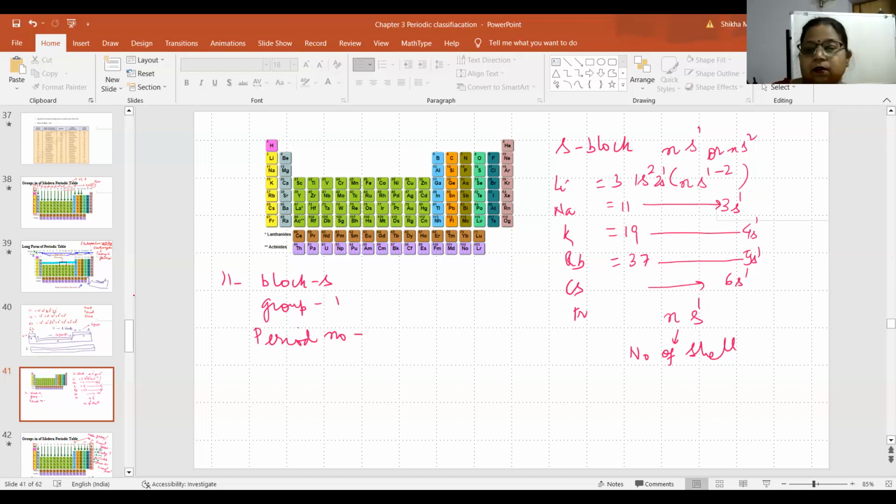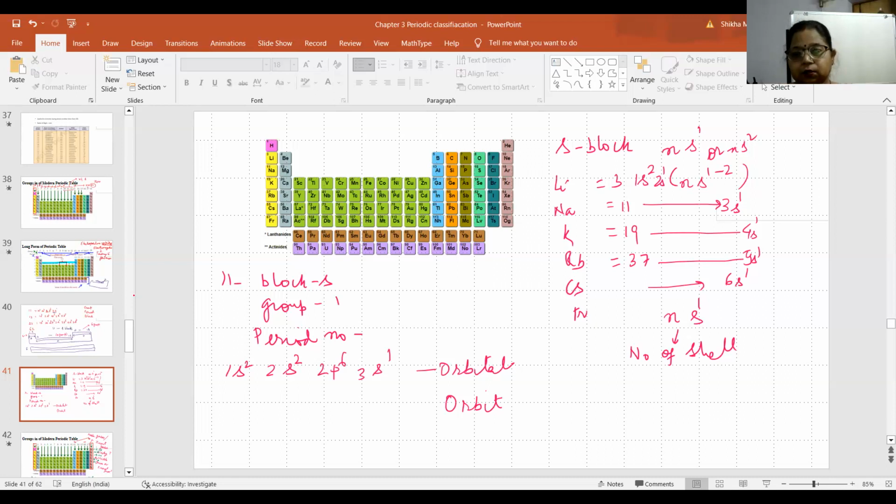So for the benefit of Ria and as a revision for everyone, we write the configuration as 1s2, 2s2, 2p6, 3s1. This is an orbital configuration, showing how the electrons are filled in the orbitals. If somebody asks how they are filled in orbits, I will not suggest you go back to Bohr-Bury's rule. You have to get it from here itself.